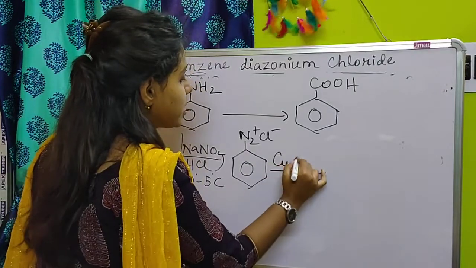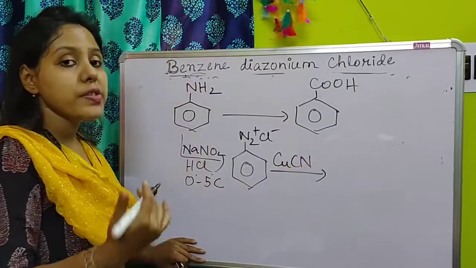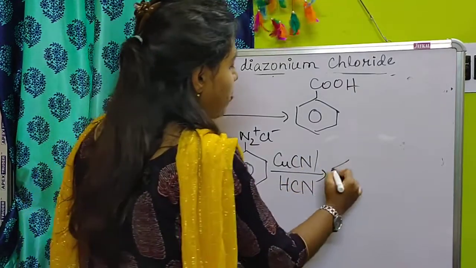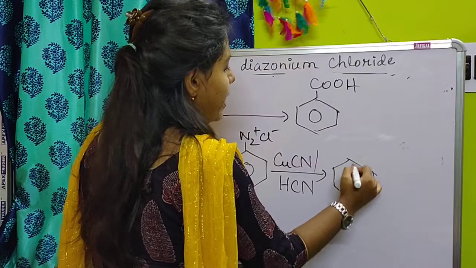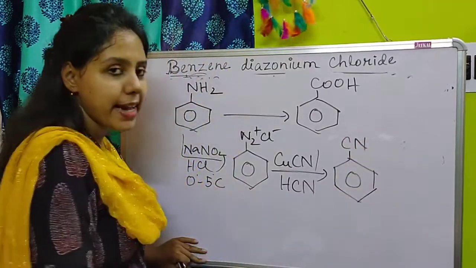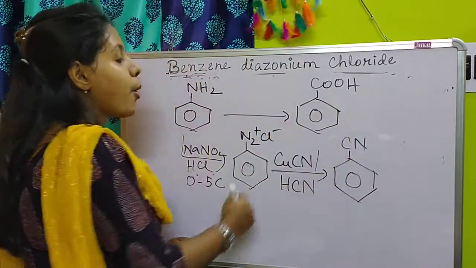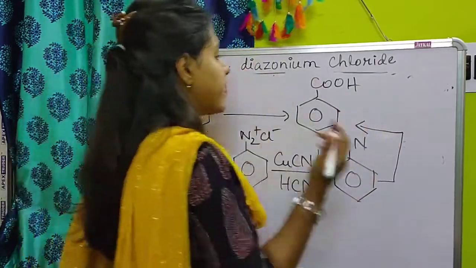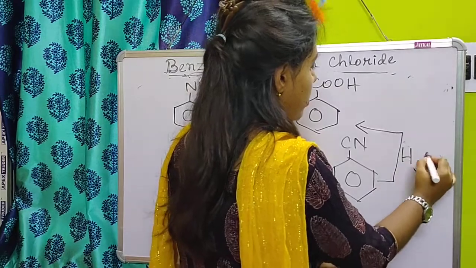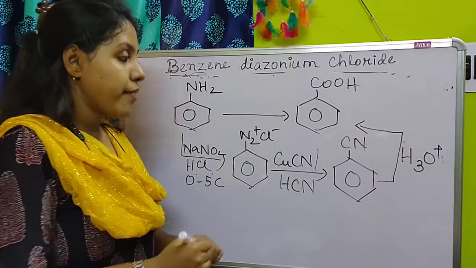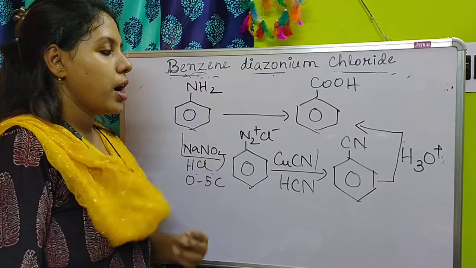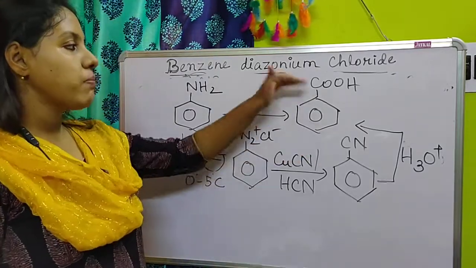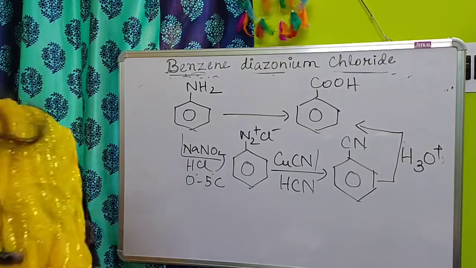Now here you have to add a cyanide compound, copper cyanide and HCN. So this N2+ Cl- group will be converted into cyanide. Now this cyanide you have to hydrolyze to convert it into COOH. Hydrolysis has to be done in acidic medium or alkaline medium. Okay, hydrolysis should be done. From there we get the COOH group.